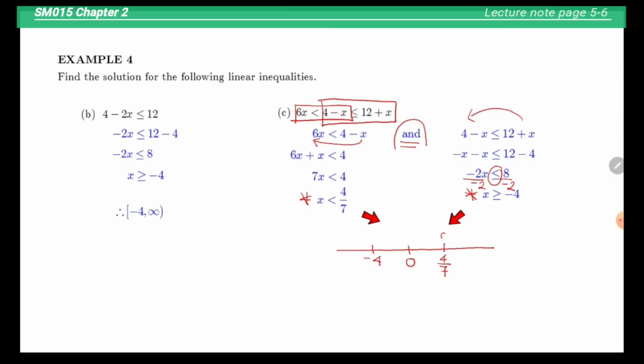We start with 4 over 7 with an open circle since it is less than, so our arrow will shift towards the left. For our second answer, we have x greater than or equal to negative 4. We start with negative 4 with a closed circle because we have greater than or equal to, so it will shift towards the right.